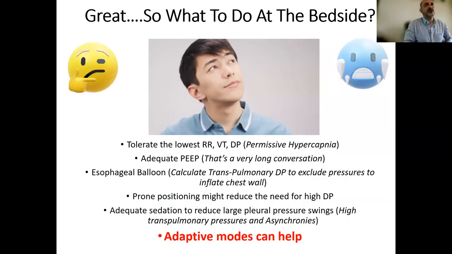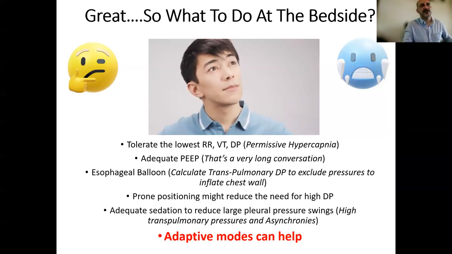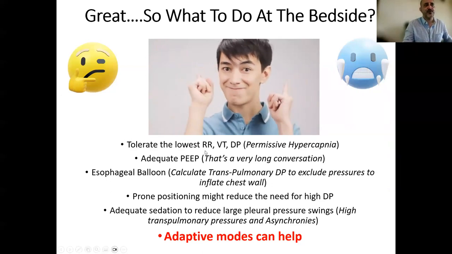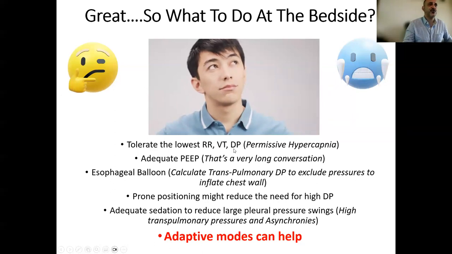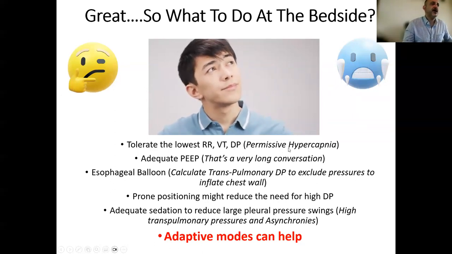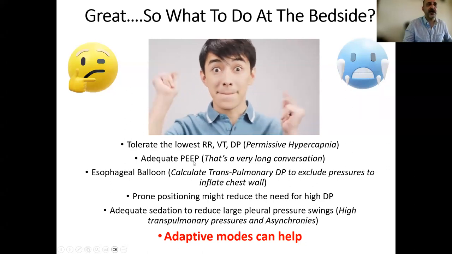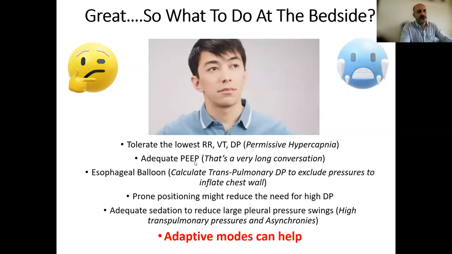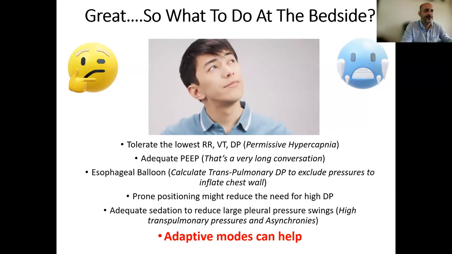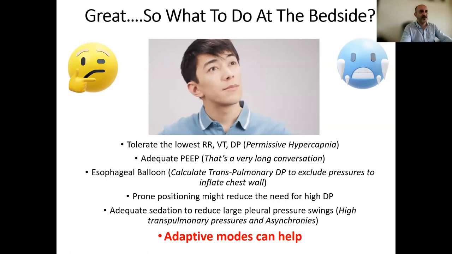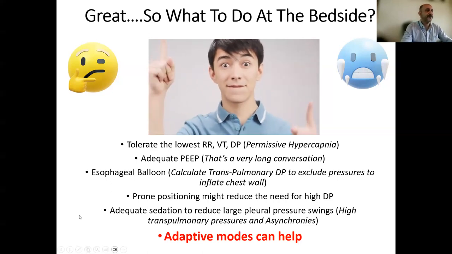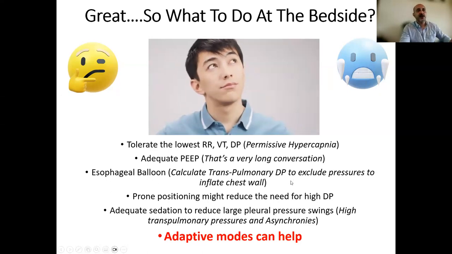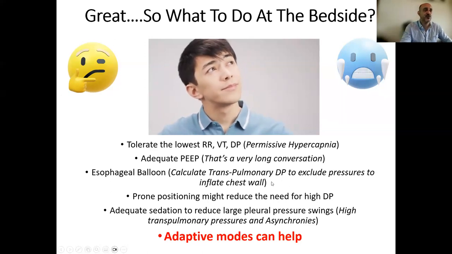So we go back to the question: as clinicians, what do we do at the bedside to try to reduce that mechanical power? Of course, we have to tolerate the lowest respiratory rate, the lowest tidal volume, the lowest driving pressure, and tolerate permissive hypercapnia. Of course, we have to put adequate PEEP. And the talk about what is adequate PEEP, or optimal PEEP, or best PEEP, that's a very long conversation. Clinicians have been trying to study it and debate it for the last 40, 50 years, still with not many answers. Should we put in esophageal balloons and calculate the transpulmonary driving pressure and mechanical power to exclude the pressure to inflate the chest wall? I would say yes.